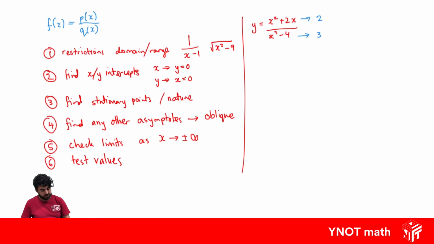Okay, so we're going to make some rules. If the degree of the numerator is less than the degree of the denominator, that means that y equals 0, or the x-axis, is an asymptote.